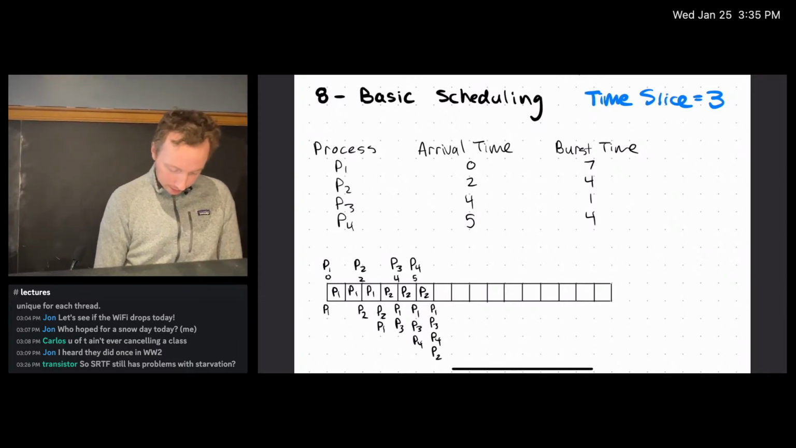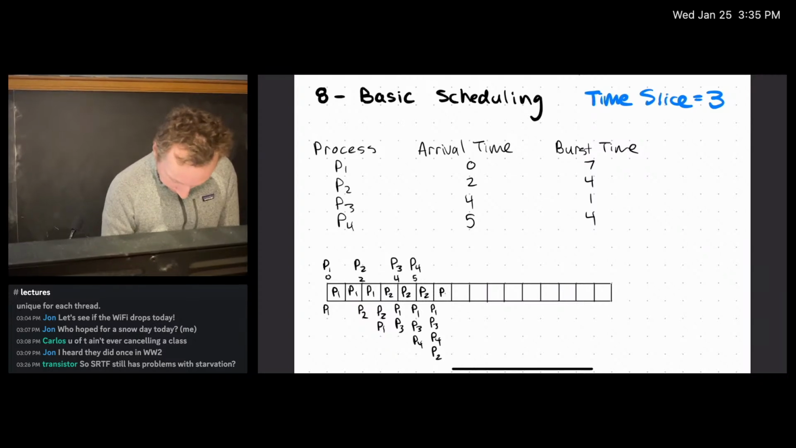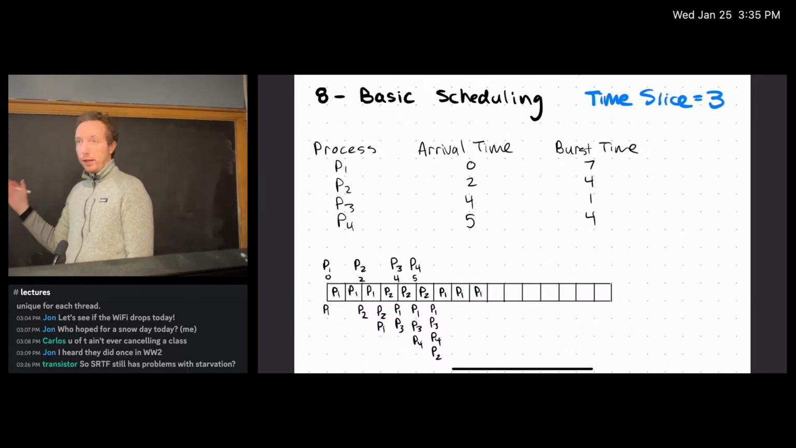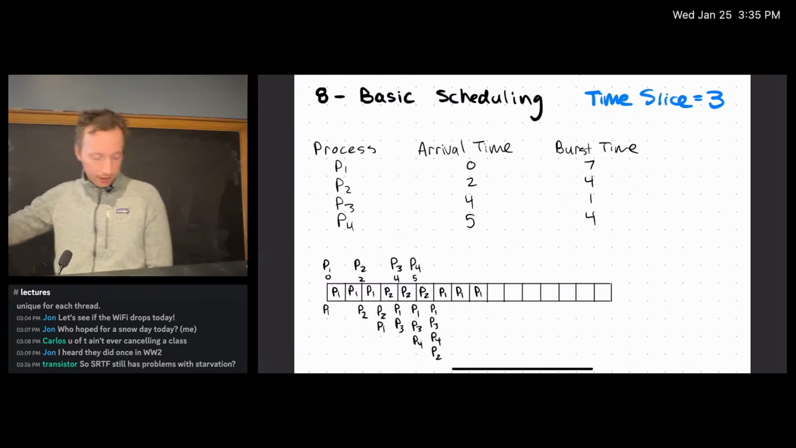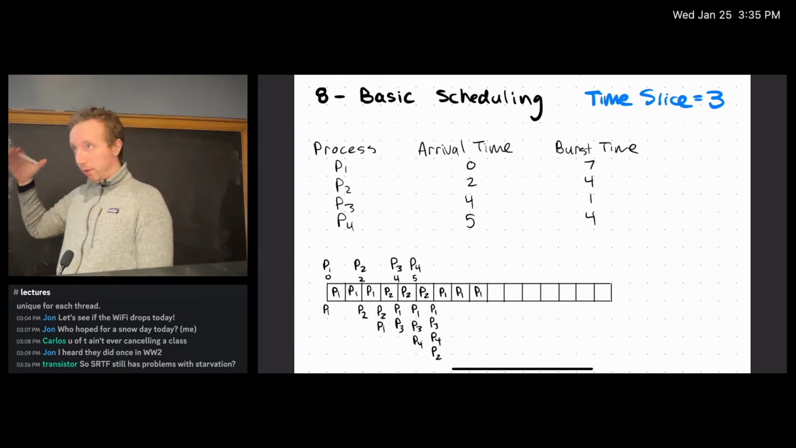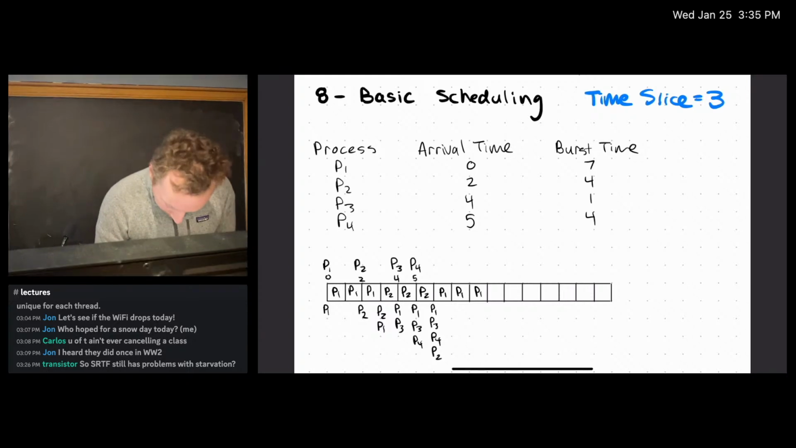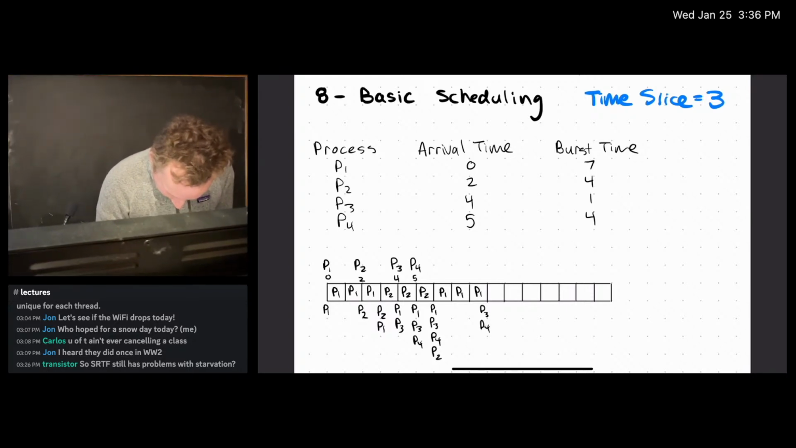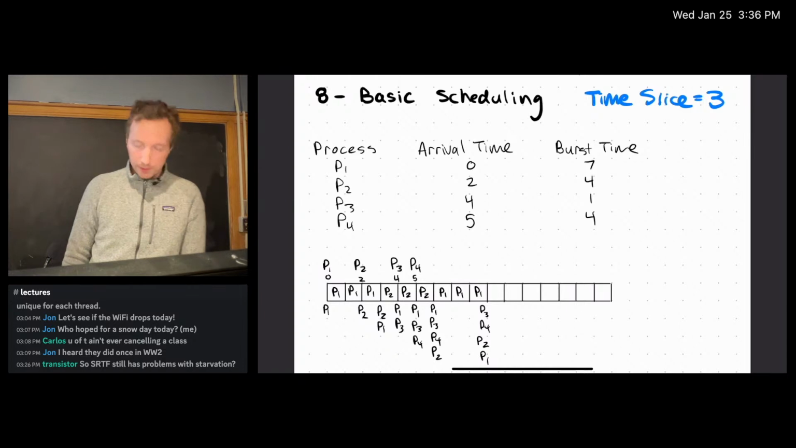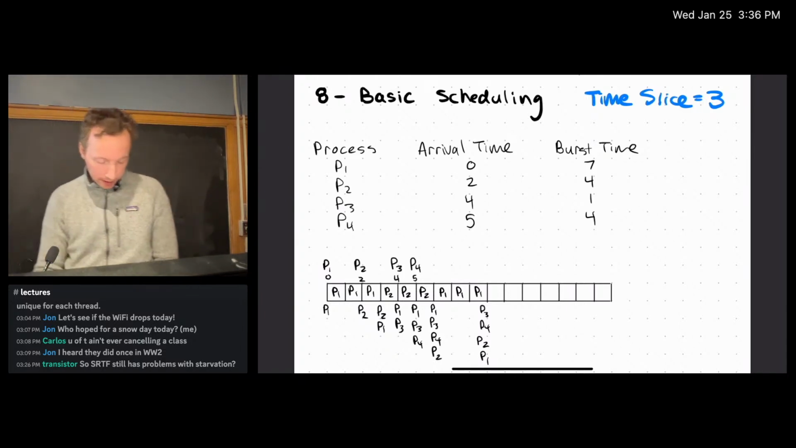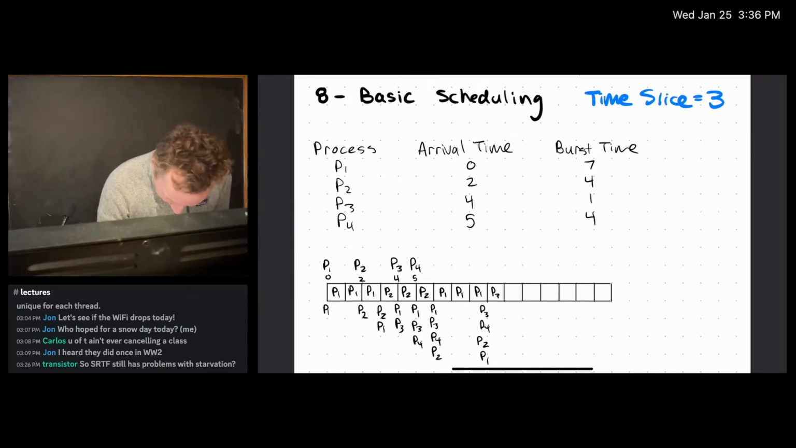So P1 is next. So P1 would execute for its time slice of 3 time units. And it would fill up that whole slice because it wants to execute for 7, and right now it's only at 6. So it would execute for its time slice of 3, and then get thrown to the back of the queue. So now we have P3, P4, P2, and now P1 is at the back. So now we just pick off the next process to run. It would be P3. So P3, P3, P3.